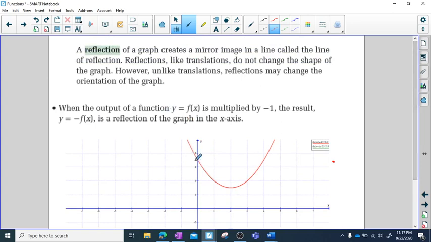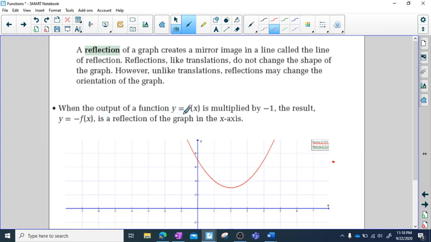Or vice versa. It could be a situation where a graph opens to the left, you reflect it, and it'll open to the right. So you can have a line of reflection that will either be the x-axis or a line of reflection that will be the y-axis. It will depend upon where we put our negative value that we're going to use to reflect a graph.